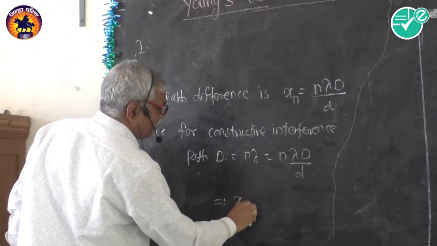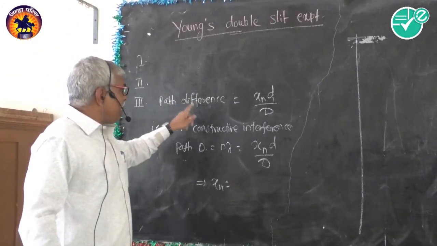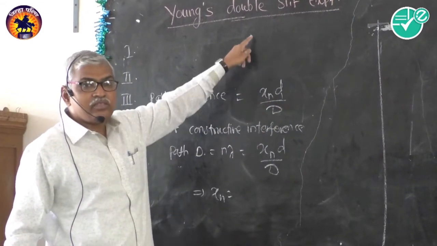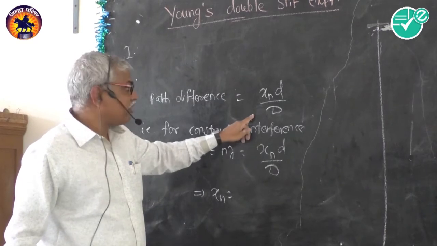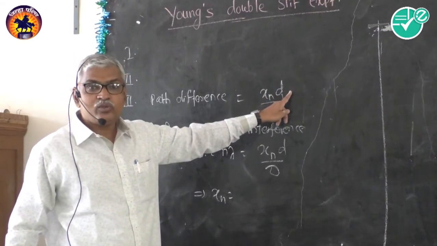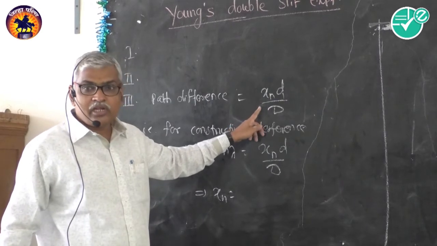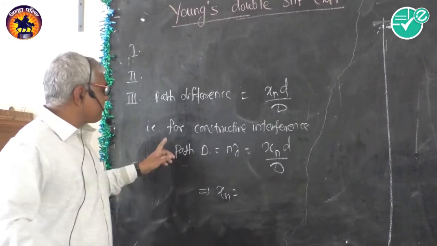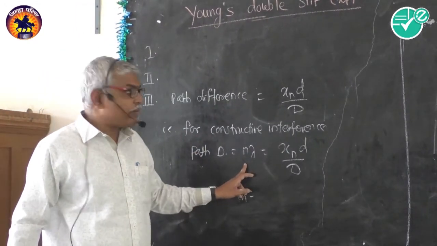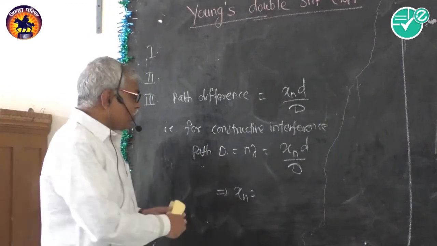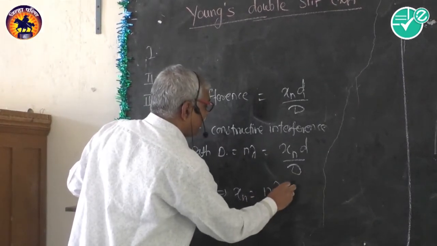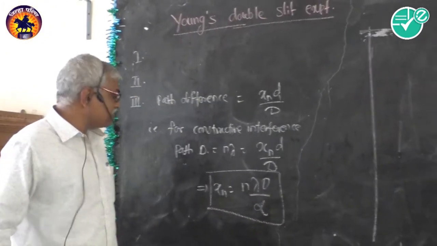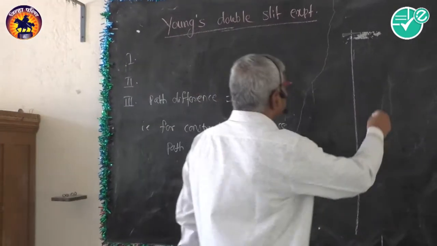This shows that, let's write this term. Path difference is equal to xn d/D, where xn is the distance of the nth band from the central bright band. Small d is the distance between two coherent sources, and capital D is the distance between source and screen. For constructive interference, this path difference is equal to nλ. Equating these two path differences, we get xn = nλD/d. This is the condition for constructive interference.